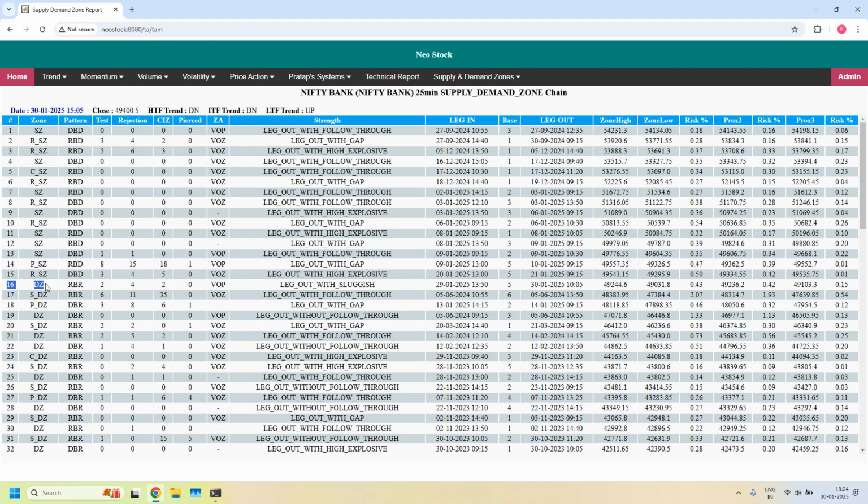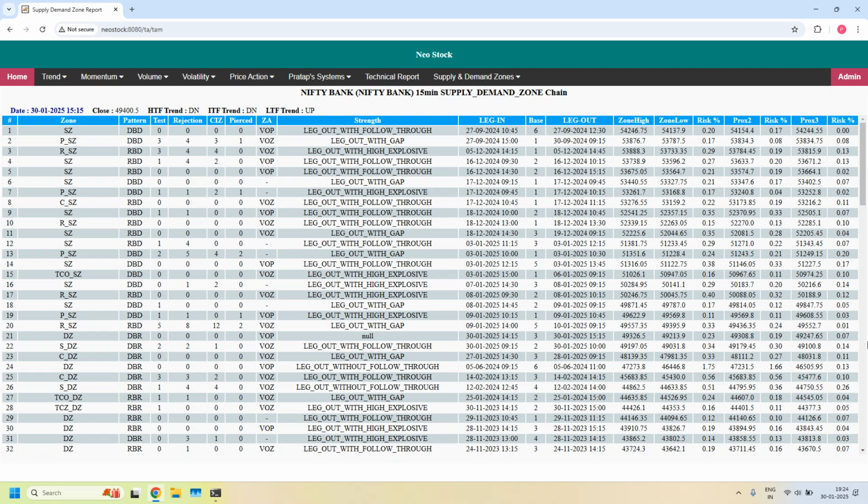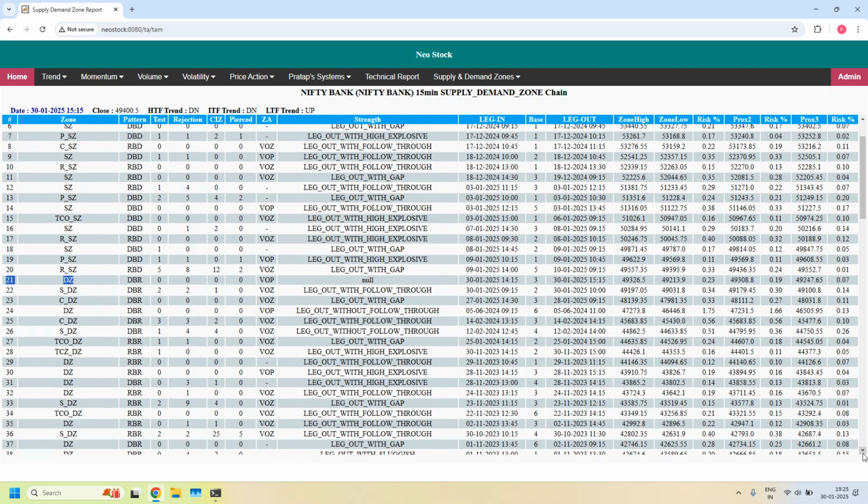So 16 is the nearest demand zone. 15 is the nearest supply zone to the current closing price. Next, 15 minutes supply demand zone chain for Bank Nifty. Number 21, serial number 21, is the nearest demand zone. Let me put it in the center by scrolling the list down.